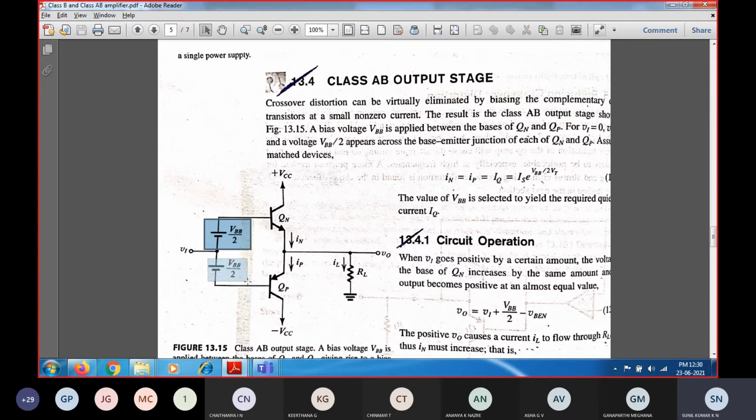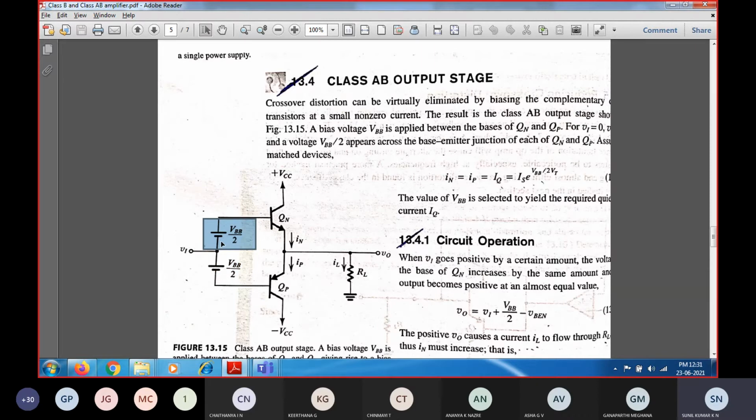So what is the advantage of connecting this DC base voltage? VBB is the base voltage, which is connected as a DC input to the transistors QN and QP respectively. Since VBB by 2 is connected in series to the base of the transistor QN, the base to emitter voltage drop, VBEN, will be overcome by connecting the voltage VBB by 2.